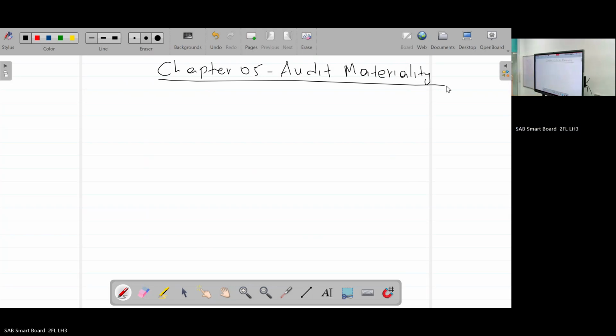Audit materiality. What are the documents to discuss? Second topic, audit. Attention. What is meant by audit materiality? And why is it important? You won't get the answer unless you understand what is meant by audit materiality.